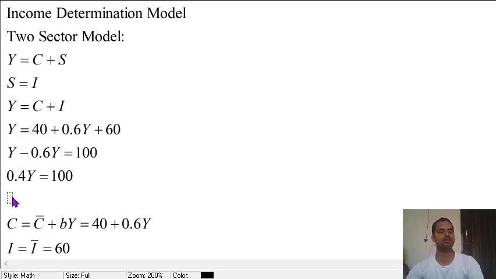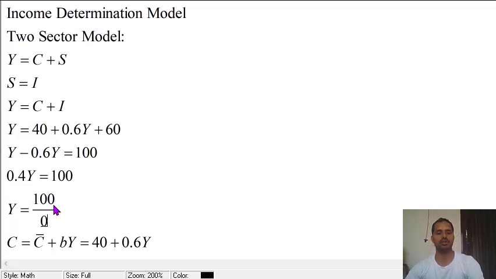Now if you further solve it, you will find Y is equal to 100 by 0.4. If you further solve it, you can remove the decimal, and due to this an additional 0 will be added, and you will find 250. This is the equilibrium national income we have found.